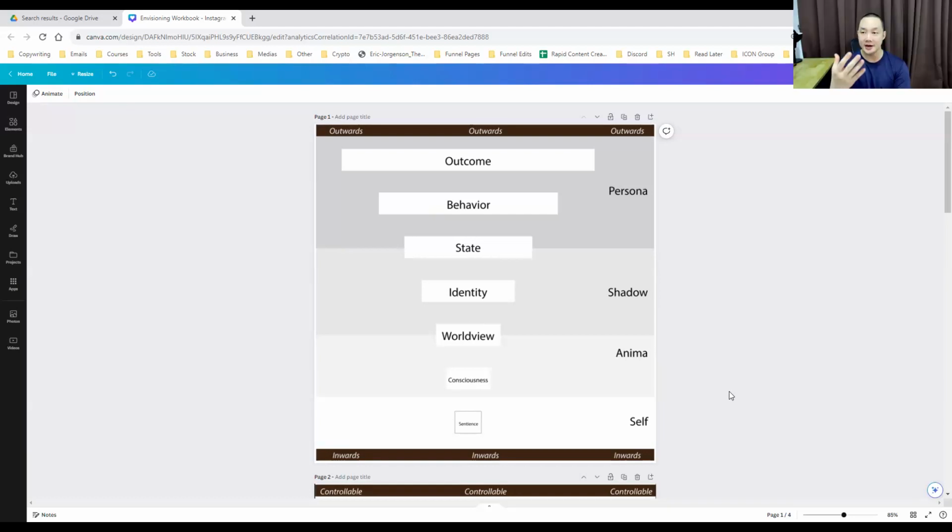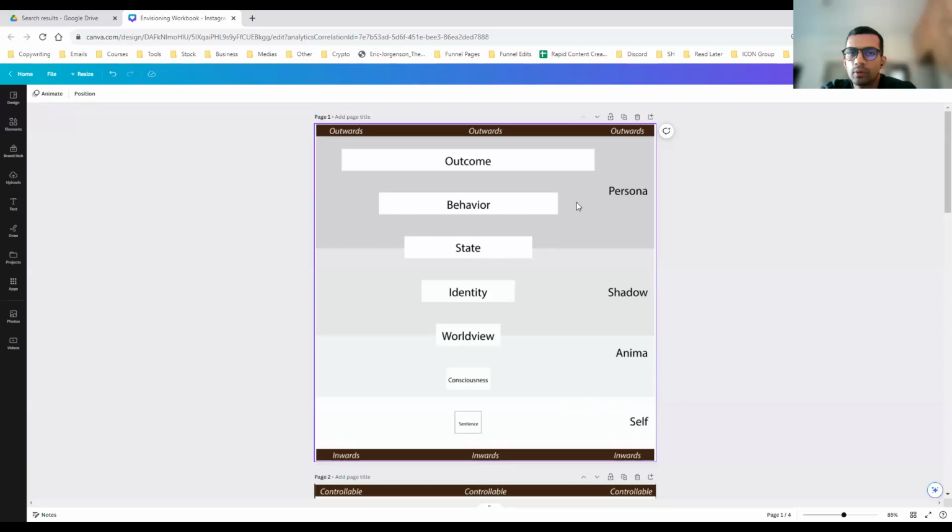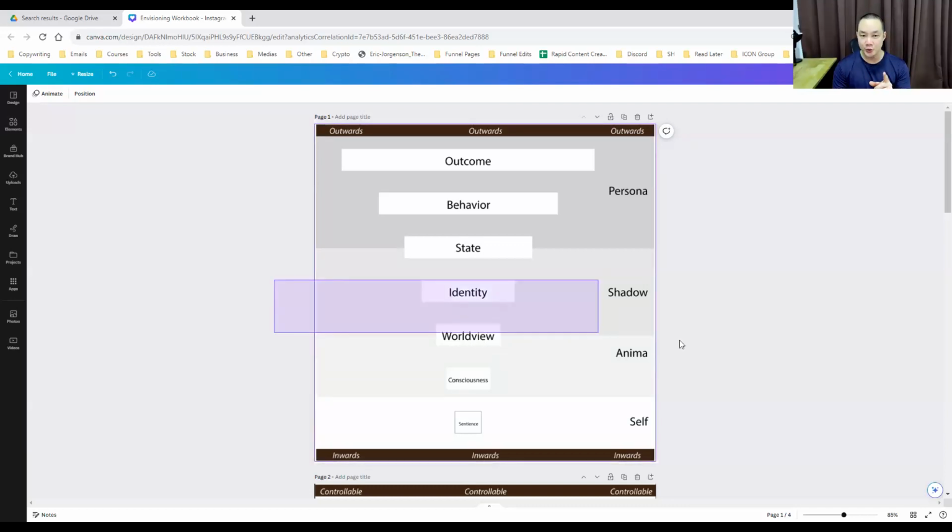That is where I come to the next one. You see, it's not the behavior. Everything at its top, what controls it is at the bottom. So outcome is controlled by behavior. Your behavior is controlled by your states. Your state is controlled by your identity. Your identity is controlled by your worldview. And your worldview is controlled by your consciousness. Let me just quickly talk about this for a while.